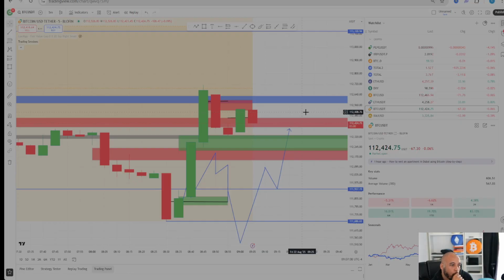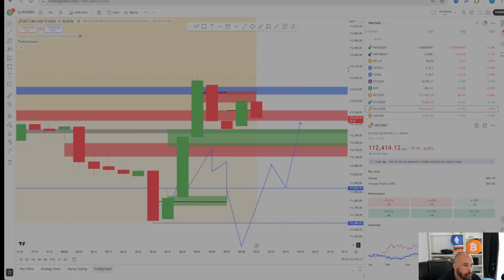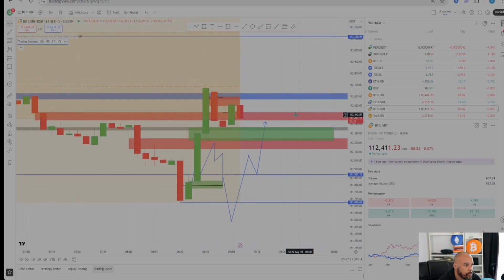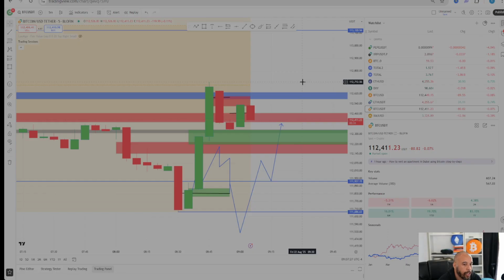We really want it to close below that bearish fair value gap. Okay, if it doesn't close below that fair value gap, I am going to exit at break even, and we're going to look for a next setup.